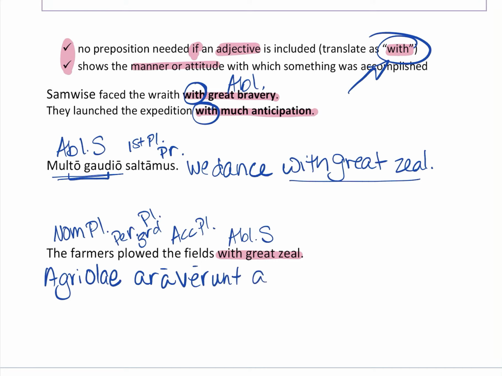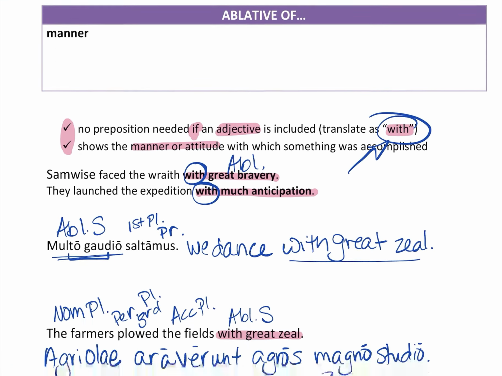Araverunt. They plowed the fields. Agros. Okay, with. We don't do a "with" because there's no preposition, but we can do magno studio. And you'll notice in these that the adjective comes first in both of these, and that's just the way it's done in the ablative of manner. Usually the adjective comes second. I don't care where you put it, but just so you know, it usually comes first.